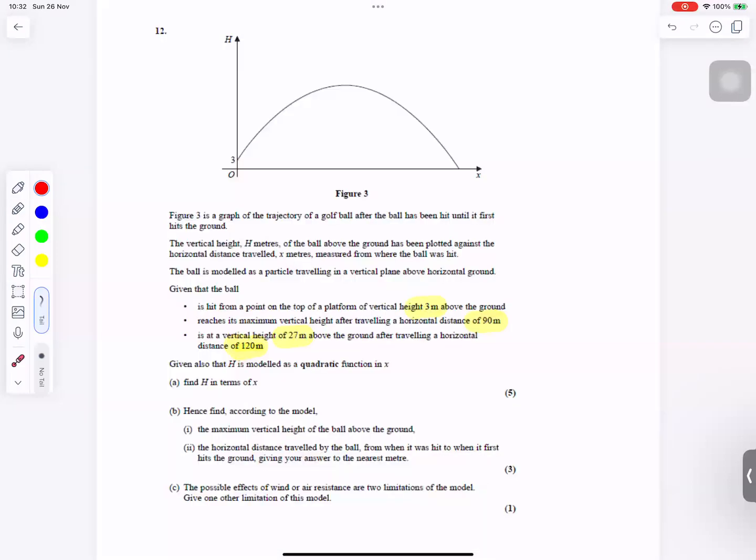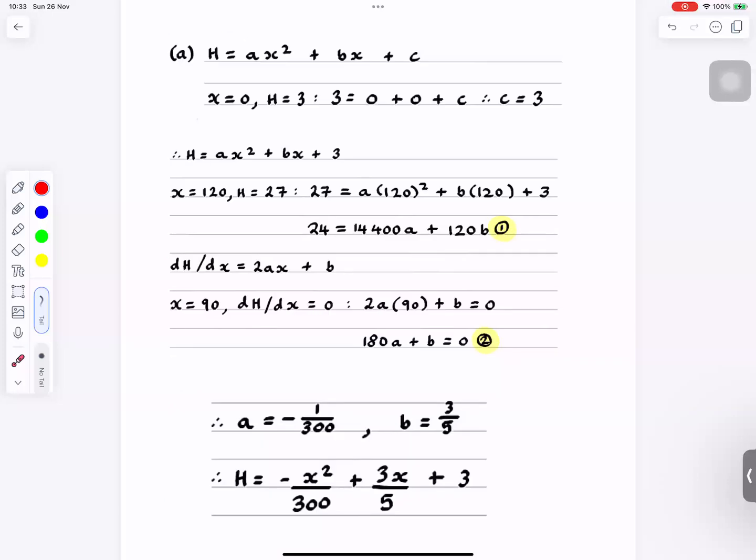Question number 12. We start by writing the expression as a quadratic because that shape there is a quadratic. So we put H, X is 0, H is 3, and we get C to be 3. For the next one, we put X is 120, H is 27. We'll get this first equation. And so we got 24 equals 14,400A plus 120B.